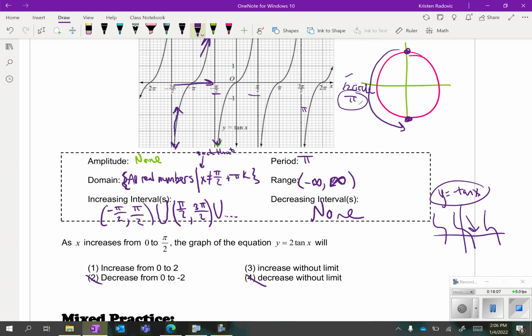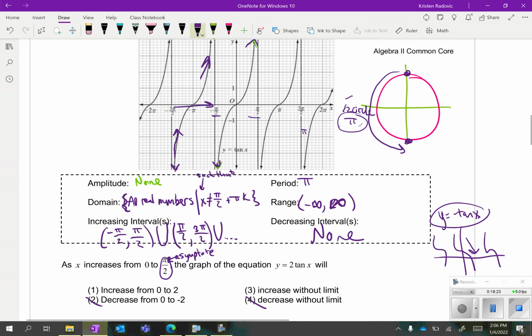Now, as you go from 0 to pi over 2, this is an asymptote. And because it's an asymptote, that means as you get close to it, you are going to keep increasing forever as you're getting close to pi over 2. You don't actually touch it. So instead of saying it's going to increase to infinity, we say it's going to increase without limit because it's by an asymptote.